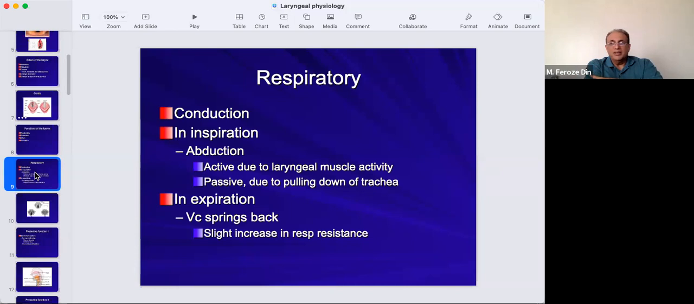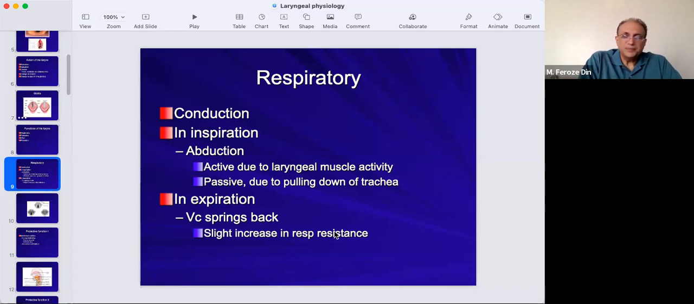I've already mentioned them in general, but the conduction function of the larynx: in inspiration, the larynx abducts. So it opens up, but not completely. It opens up to a certain point where it still allows for turbulence to occur. And this opening up is active, first of all, due to the laryngeal muscle activity by itself. And secondly, it is passive because when one breathes in, the trachea is pulled downwards by the stretching of the chest, and that causes some passive opening of the larynx.